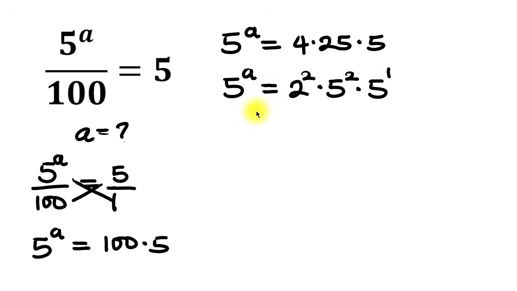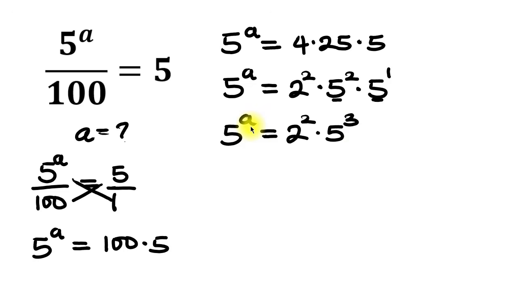Good. Now let's simplify further. So we have 5 to the power of a equal to 2 squared times. Now we can apply indices to these two. We have the same base of 5, so I'm going to be writing 5, that's the base. But since they're multiplying, we have to add their powers. So 2 plus 1, that will be 3.